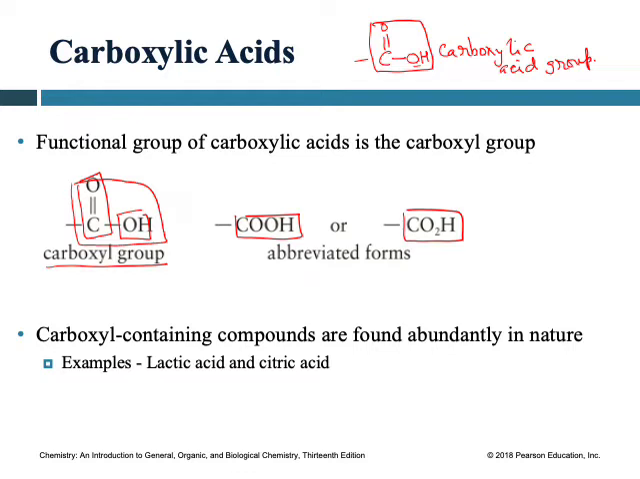So carboxylic acid compounds are normally found abundantly in nature. For example, lactic acid is present in our body while we do more rigorous exercise. Our body muscles are normally filled with lactic acid, and lemons or citrus fruits contain citric acid. So there are many other carboxylic acid containing compounds that can be found in nature.